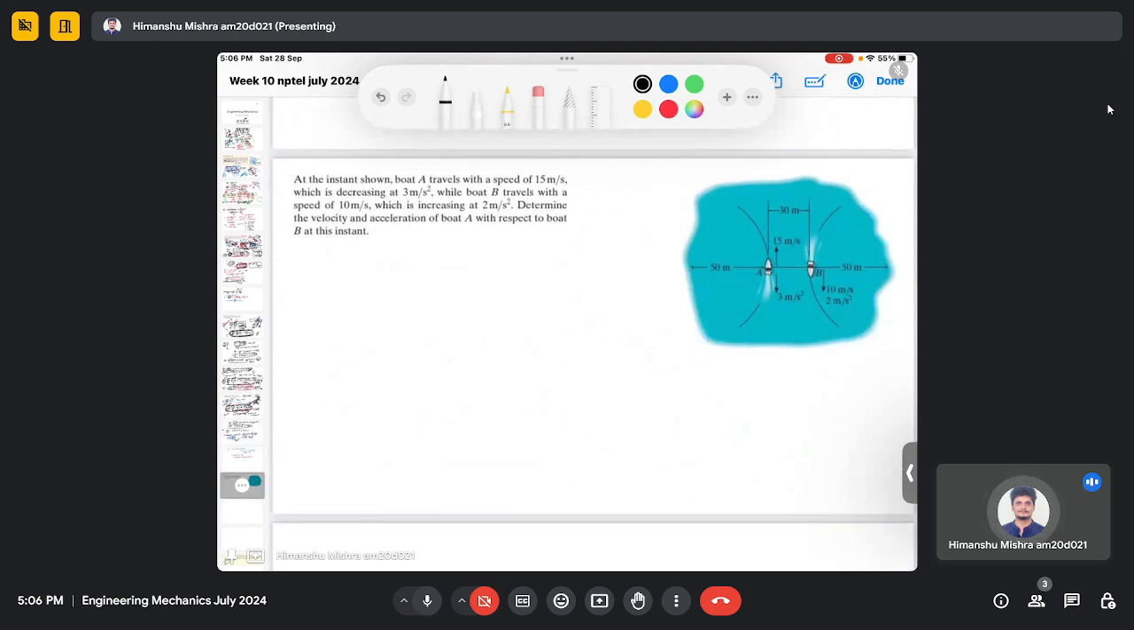Here we are given: at the instant shown, boat A travels with a speed of 15 meter per second, which is decreasing at 3 meter per second squared, while boat B travels with a speed of 10 meter per second and increasing at 2 meter per second squared. Determine the velocity and acceleration of boat A with respect to boat B. So basically we are given the velocity and acceleration of both boats here.